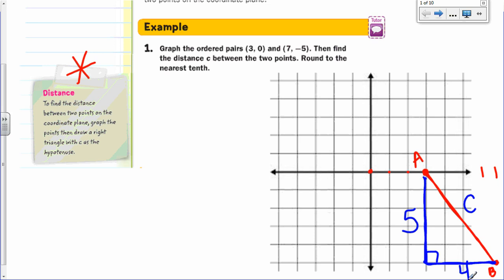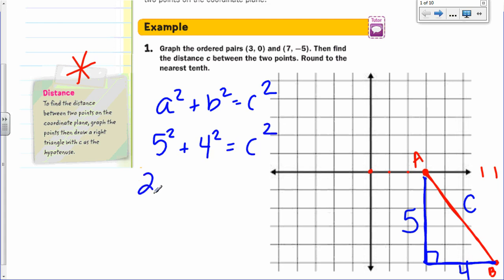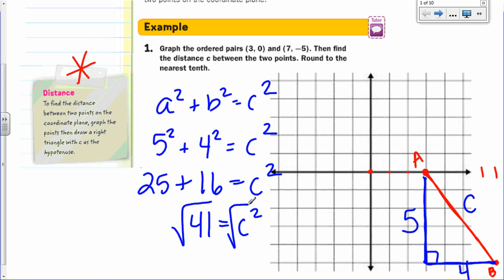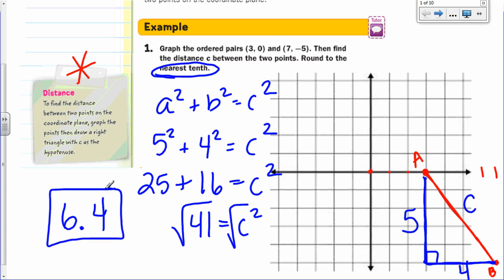So I've got Pythagorean theorem. I'm going to plug 5 in for A, 4 in for B, and you can do those interchangeably. 25 plus 16 equals C squared. Because I'm solving for hypotenuse, I'm going to add, and I get 41 equals C squared. Remember, your very last step will be to take the square root. And my directions say to round to the nearest tenth. So when I type the square root of 41 in my calculator, I get 6.4. So the length between A and B would be 6.4 units.